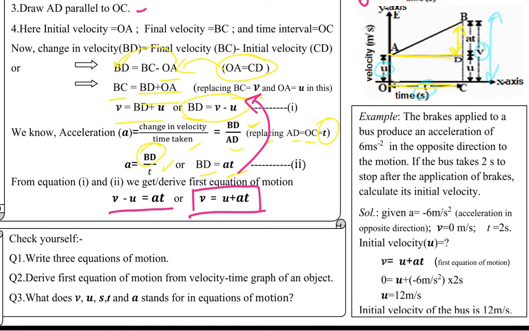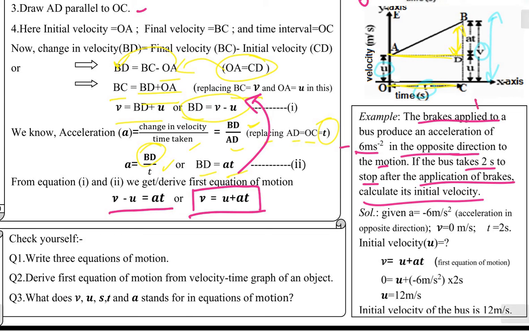Now we are having a numerical here. Example: the brakes applied to a bus. Brakes are applied, it means it was moving with a certain velocity, that is u. The acceleration might be in the opposite direction, that is 6, it should be considered minus 6 then, because it is traveling in opposite direction to the motion. If the bus takes 2 seconds to stop after the application of brakes, calculate the initial velocity.